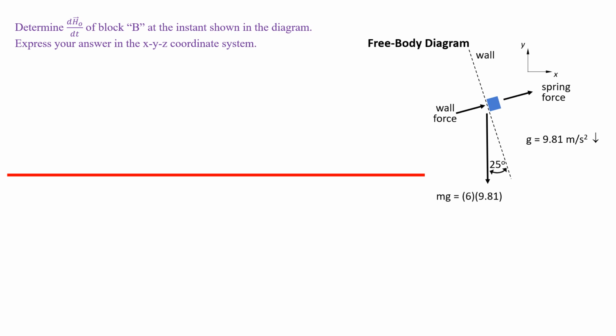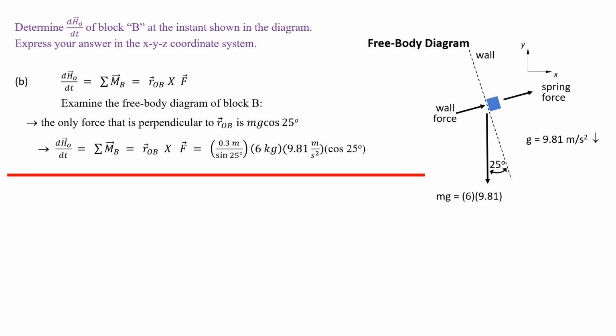Determine the time rate of change of angular momentum of block B at the instant shown in the diagram. Express your coordinate in the X, Y, Z coordinate system. So again, you have the wall, you have the spring force, and you have the weight. Now, both the wall force and the spring force are acting normal to the spring, or parallel to the spring. The only thing that is acting in any direction relative to the spring is the weight. And gravity is, again, 9.81 meters per second squared.